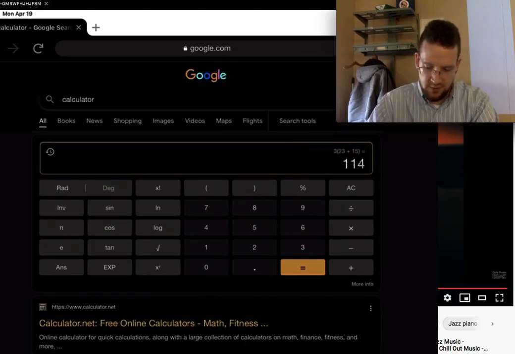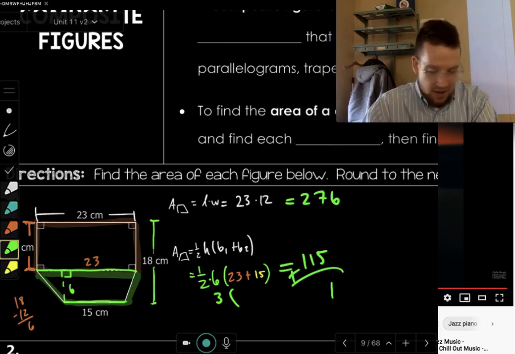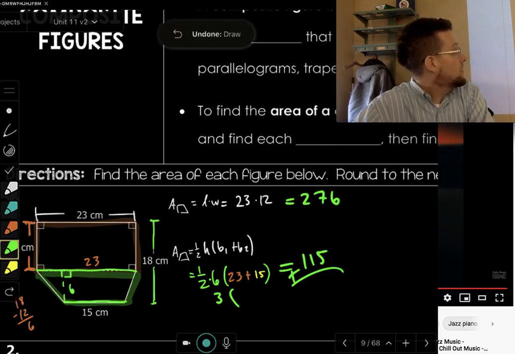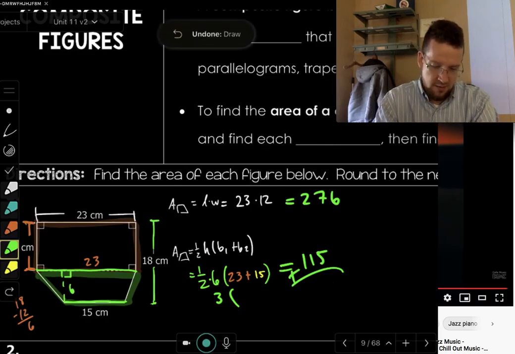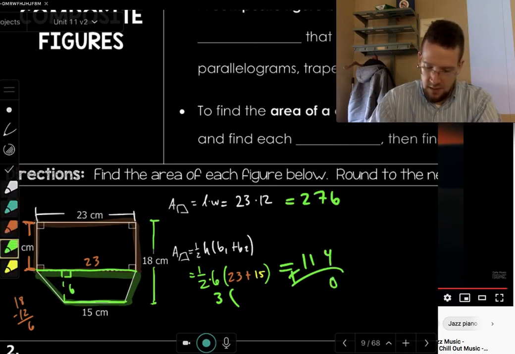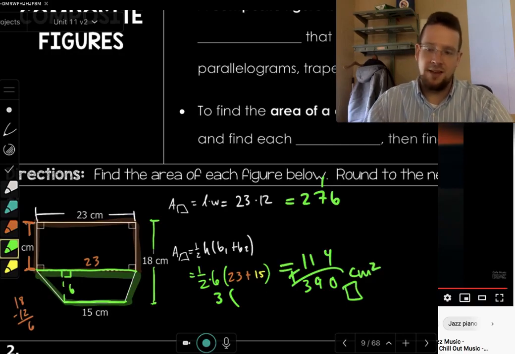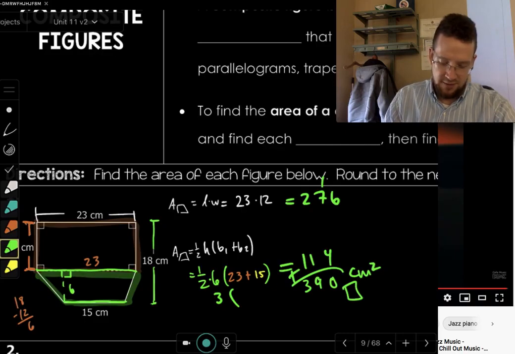114. So I just went ahead and threw that right into the calculator. And then we need to add these two together. 115? No, it's 114. My bad. 390. And this is centimeters squared. So what we did, we find the area of the one, we add it to the other, and then we call it a day. We just add them together, and that's our total answer.